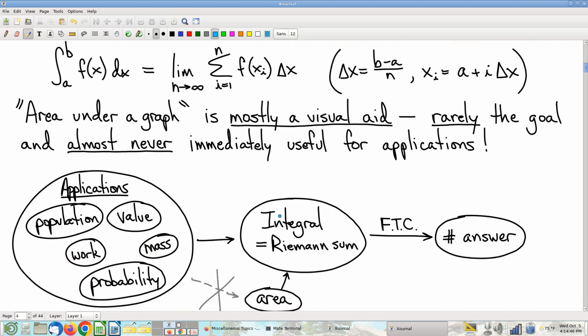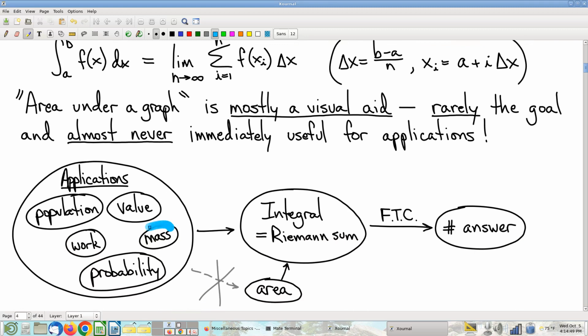So, for example, if you want to compute the mass of a rod, like we talked about, how do you compute the mass of a rod with an integral? Well, you take your rod, you chop it up into little pieces. On each little piece, you compute mass as density times length, and then you write down your Riemann sum, aka integral, which you then evaluate with the fundamental theorem of calculus and get an answer. And notice, area did not come up in that calculation at all.